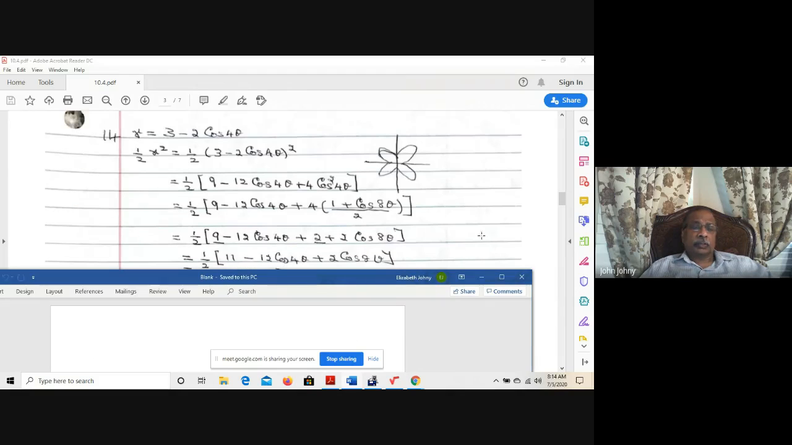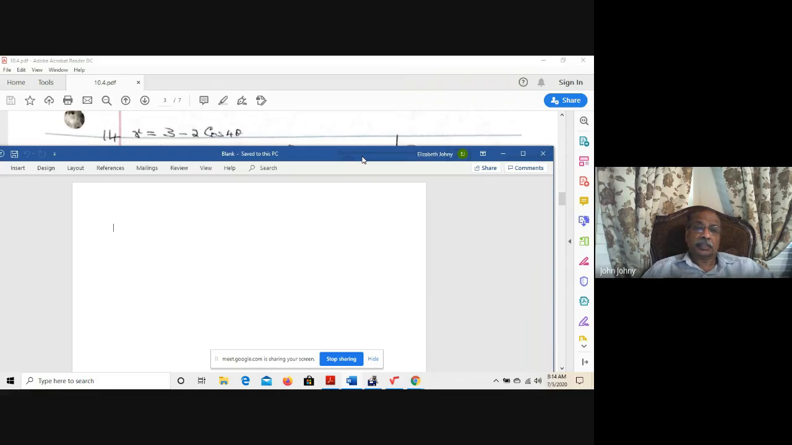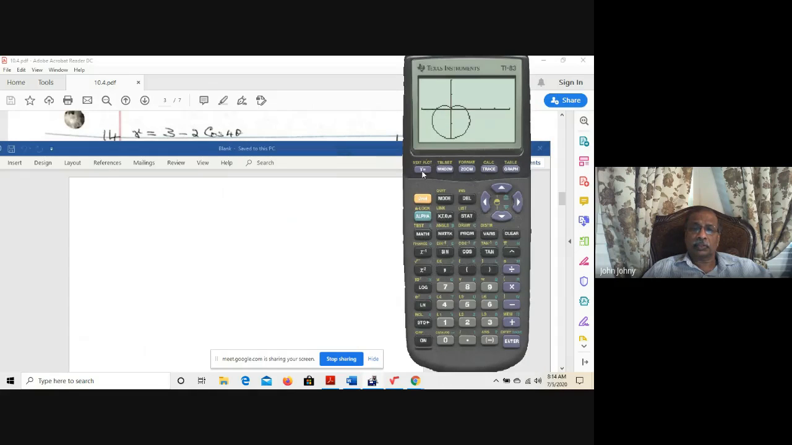This is question number 4 from the textbook. r is equal to 3 minus 2 cos 4 theta. So let us draw that graph and see how it looks like. 3 minus 2 cos 4 theta.